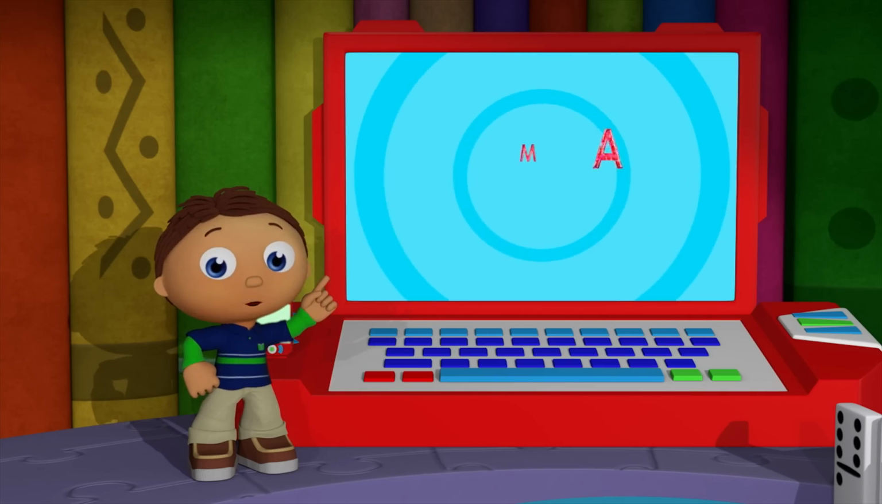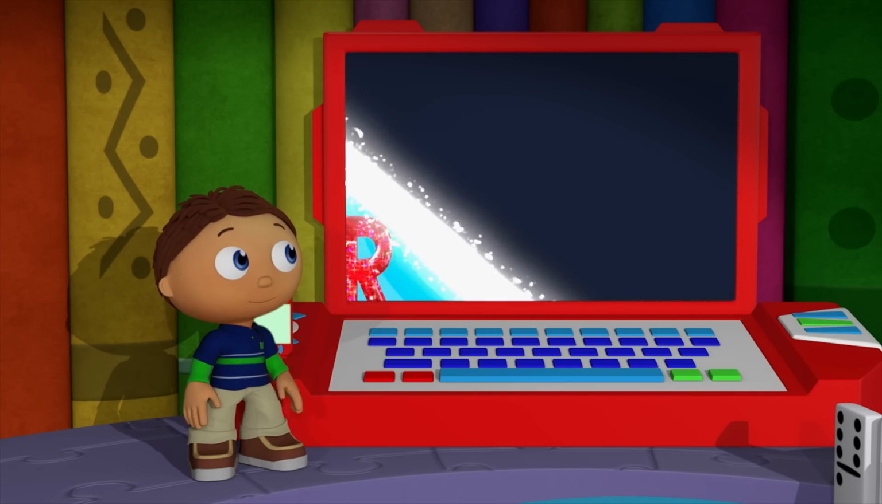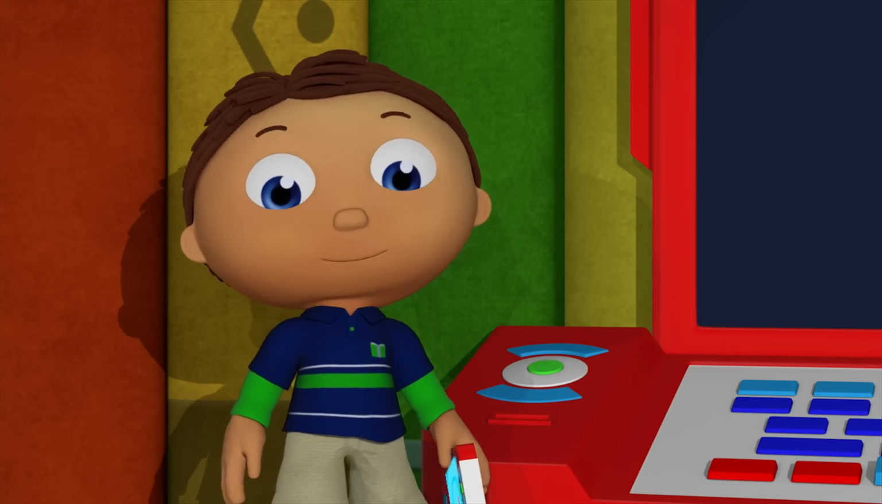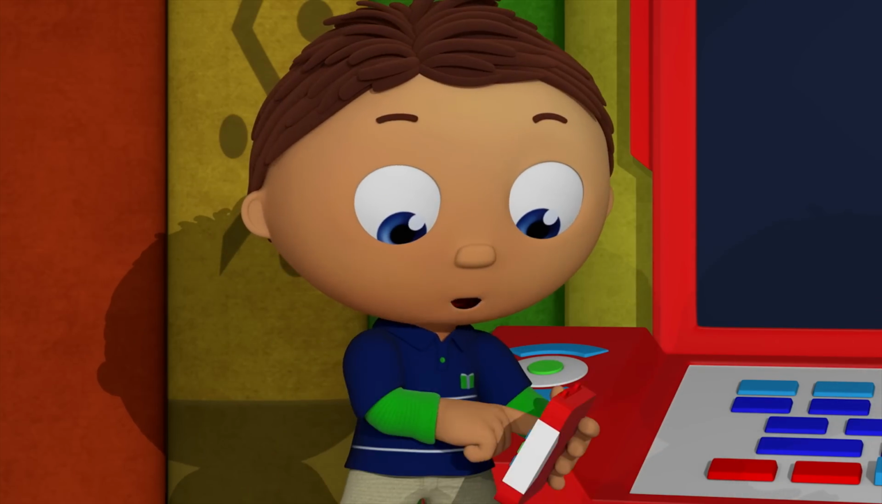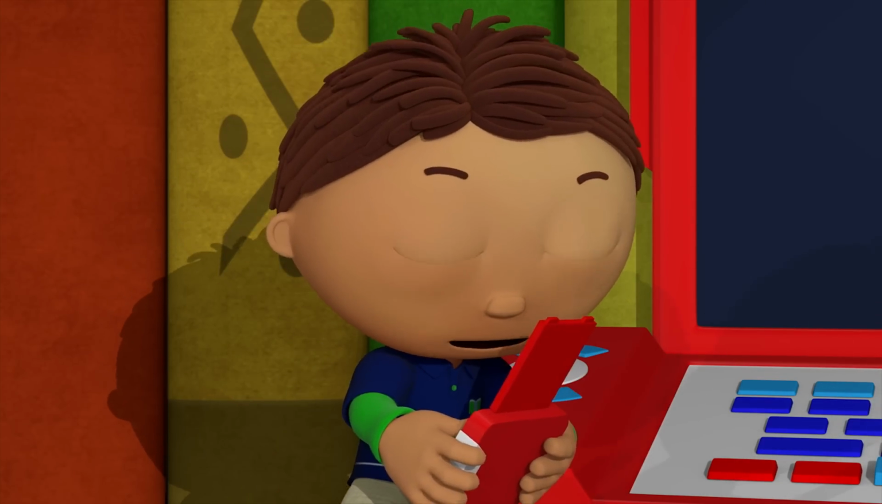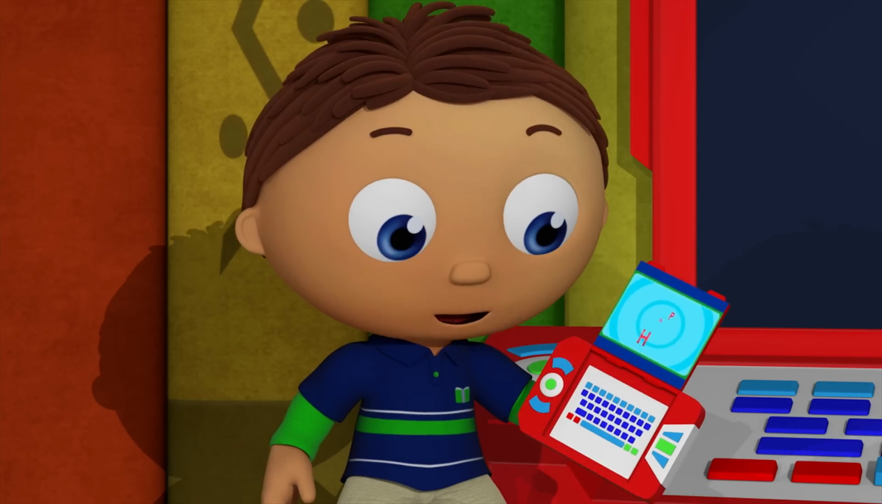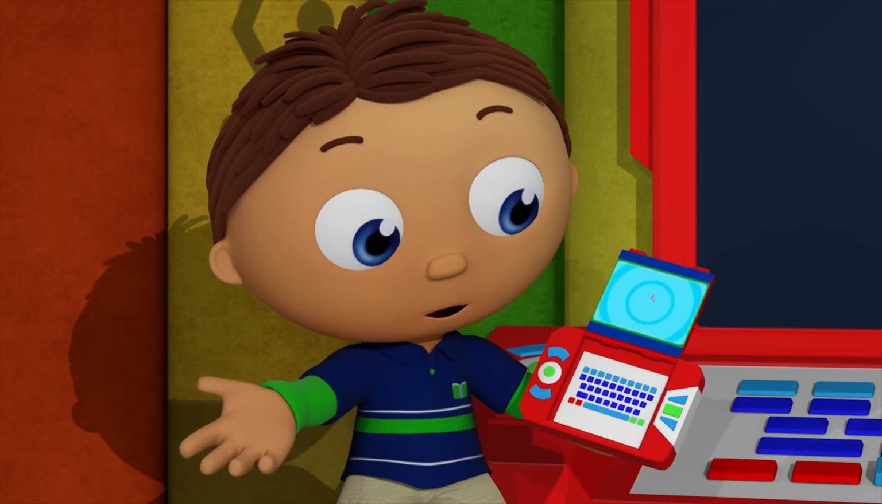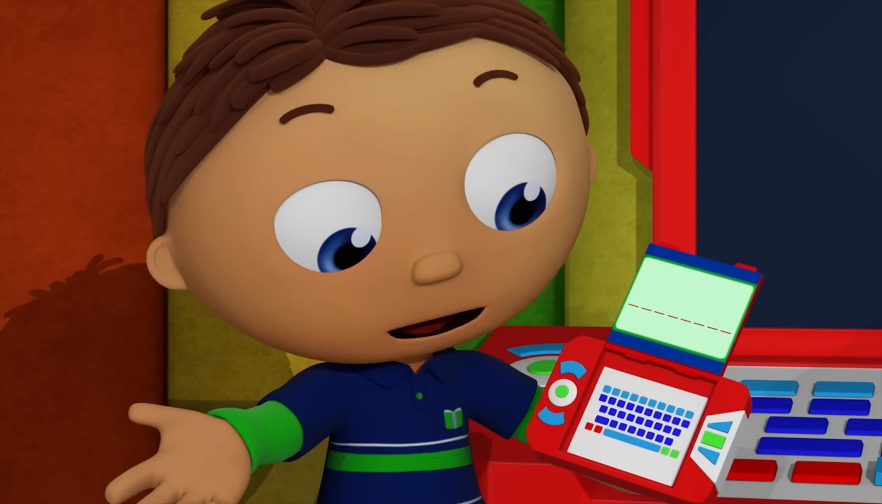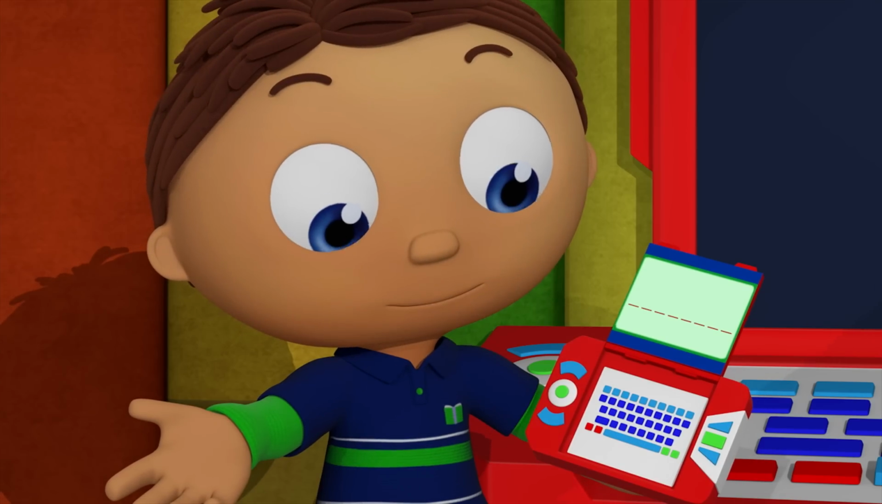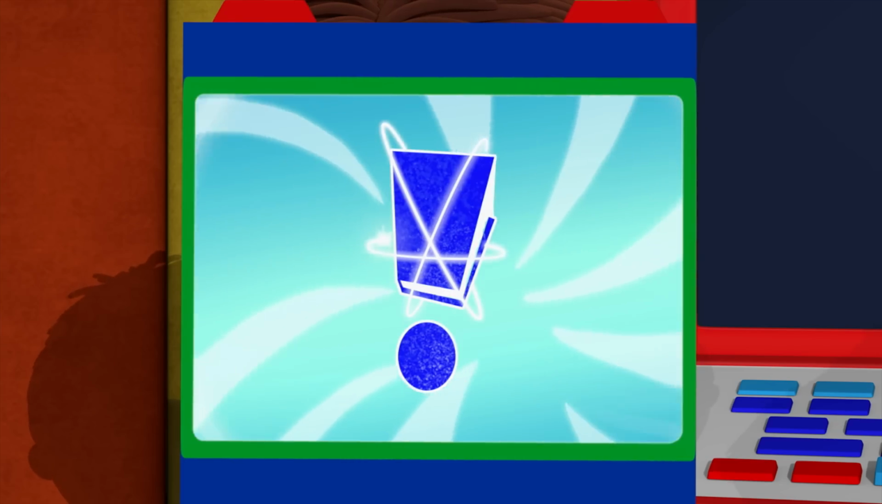First, we look for super letters. And then put them into our super-duper computer! Super-duper computer, how many super letters do we need? In this story, we need 8 super letters. And then we will get our super story answer.